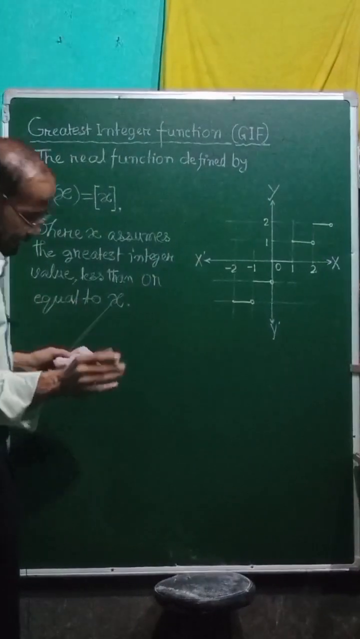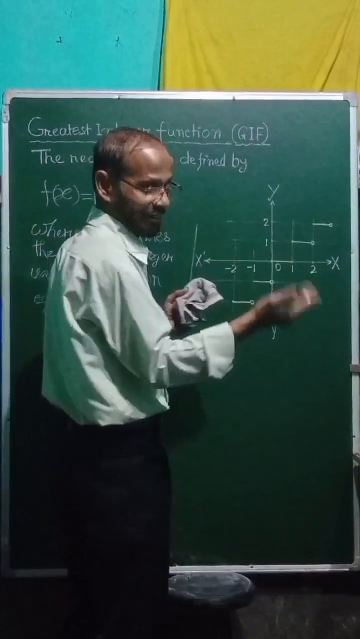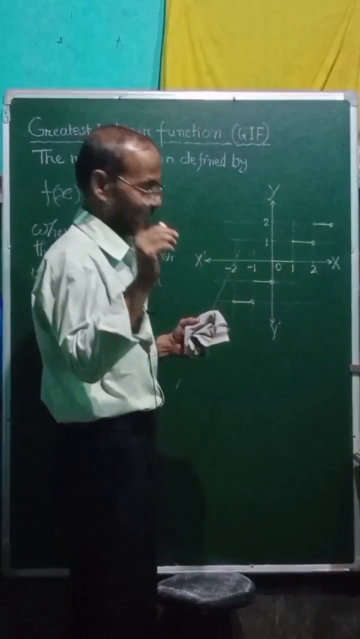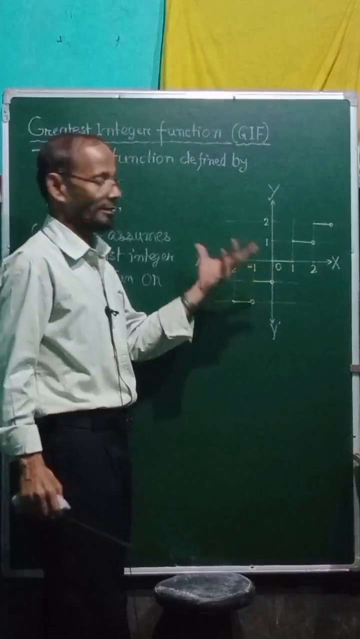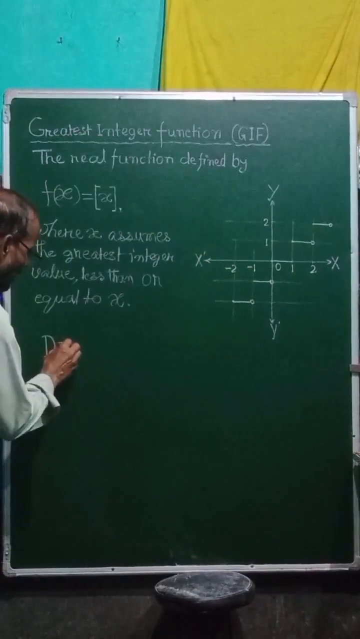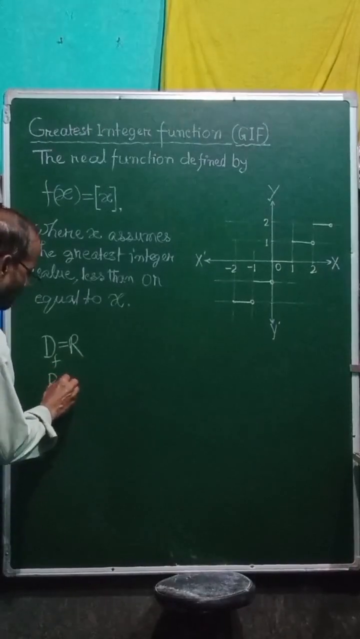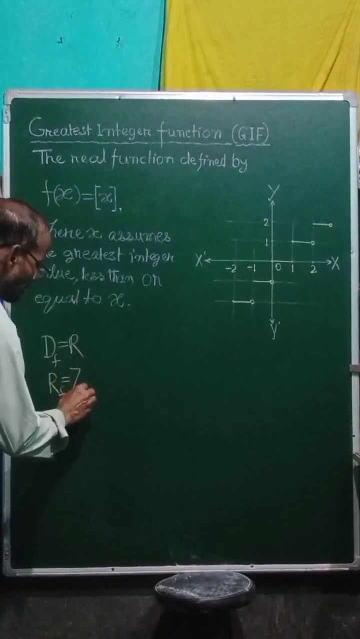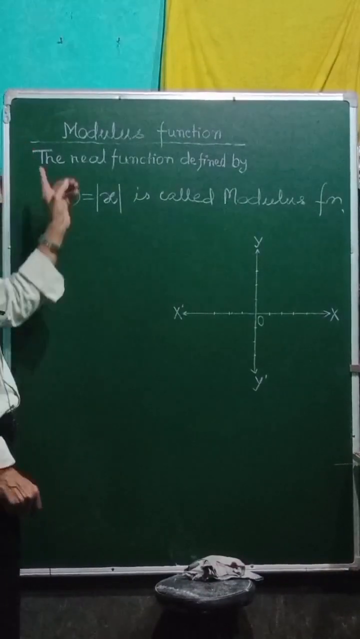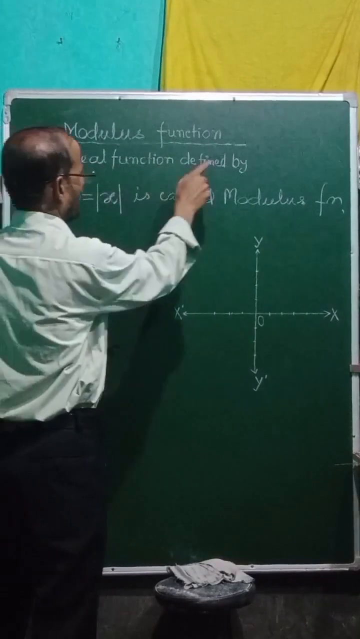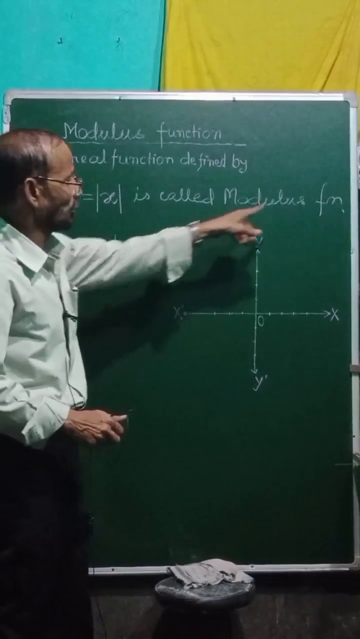So what will be the domain and range? Any x we are able to take, so the domain will be the set of real numbers R, but the range will be the set of all integers. Domain of the function is equal to R and range of the function is equal to Z. Now we are studying the modulus function. The real function defined by f(x) equal to mod x is called the modulus function.